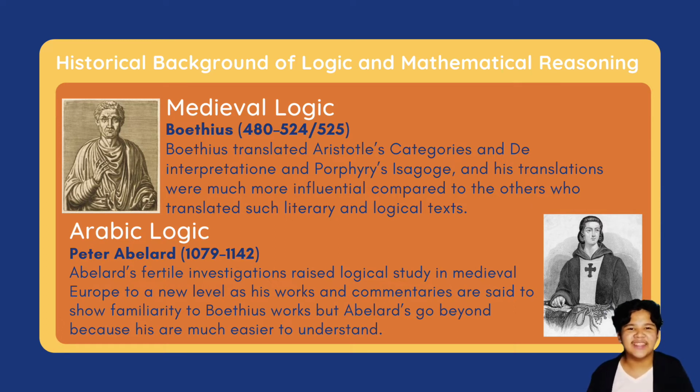Peter Abelard (1079 to 1142) spread logic, as Abelard's fertile investigations raised logical study in medieval Europe to a new level. His works and commentaries are said to show familiarity with Boethius' works, but Abelard's go beyond because they are much easier to understand. Additionally, his achievement is all the more remarkable since the sources at his disposal were the same ones that had been available in Europe for the preceding 600 years: Aristotle's Categories and On Interpretation, and Porphyry's Isagoge, which are significant in the realm of logic.